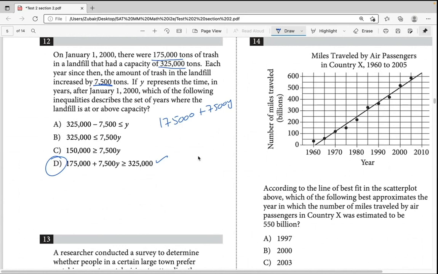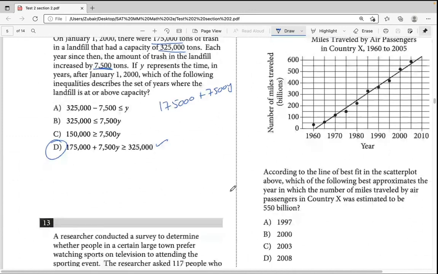Basically, this is y equals mx plus c, where 7,500 is the gradient and 175,000 is the y-intercept, and the total amount to be reached is 325,000. Understood, sir.